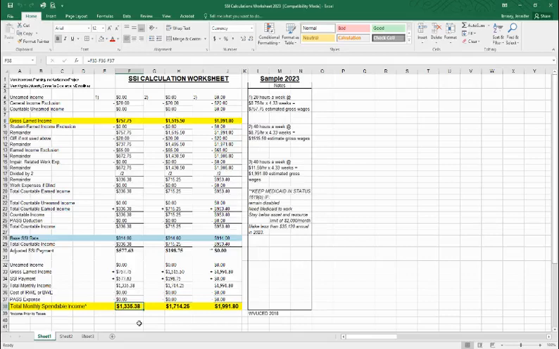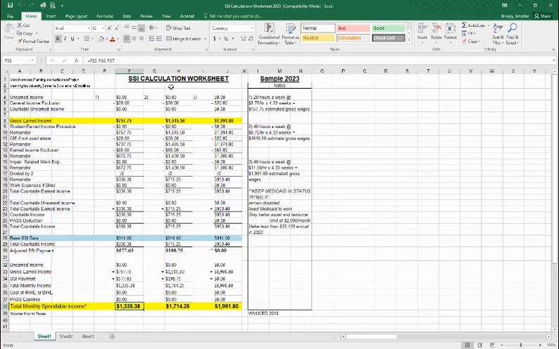So you will always be financially better off working on SSI. When you are on SSI, you will always be financially better off working. Let's look at another example.